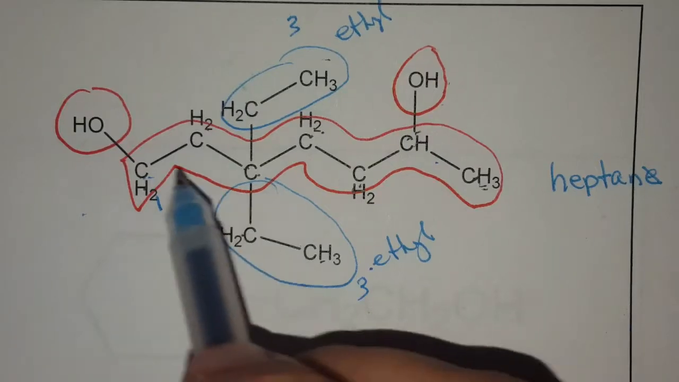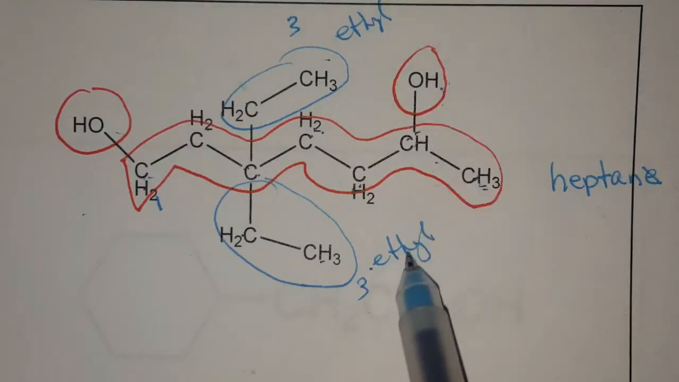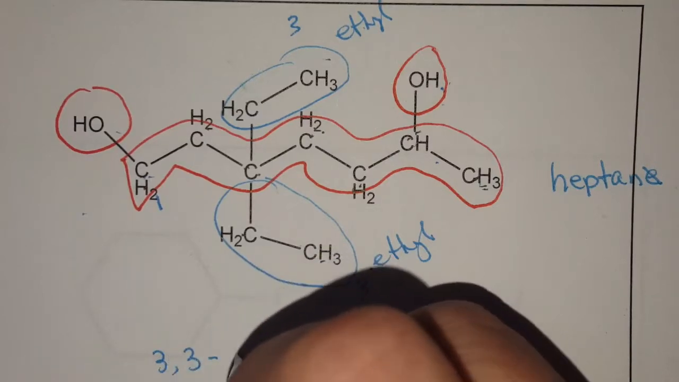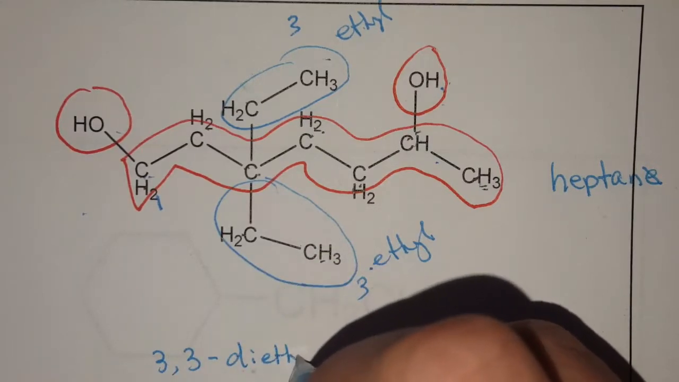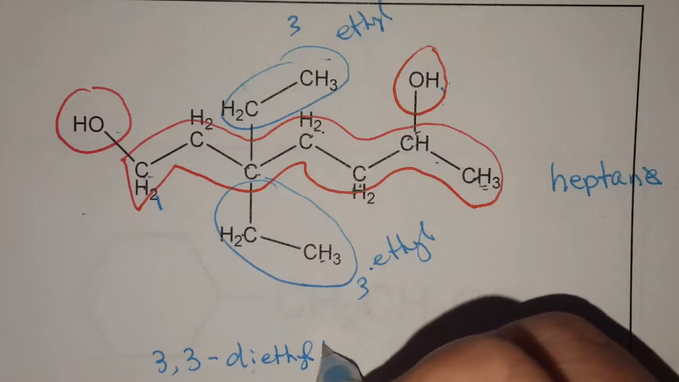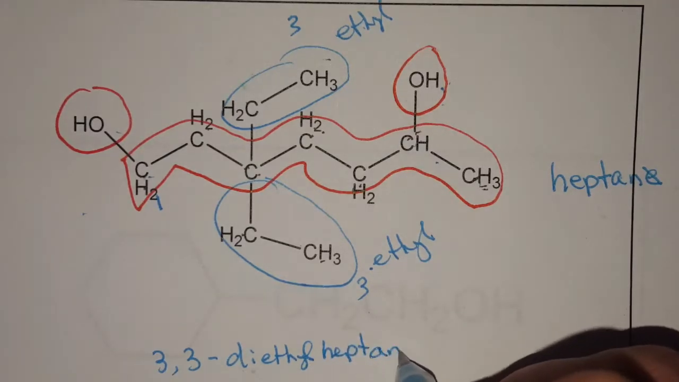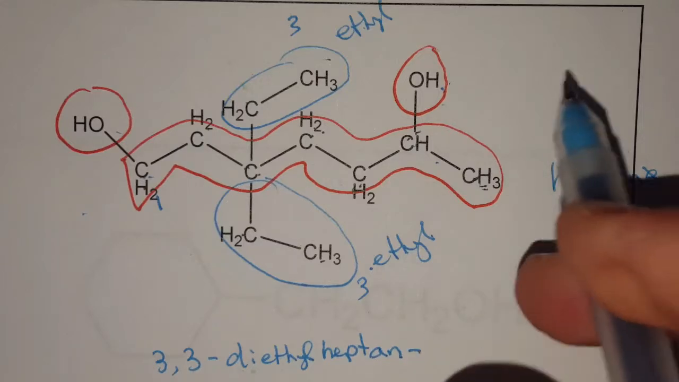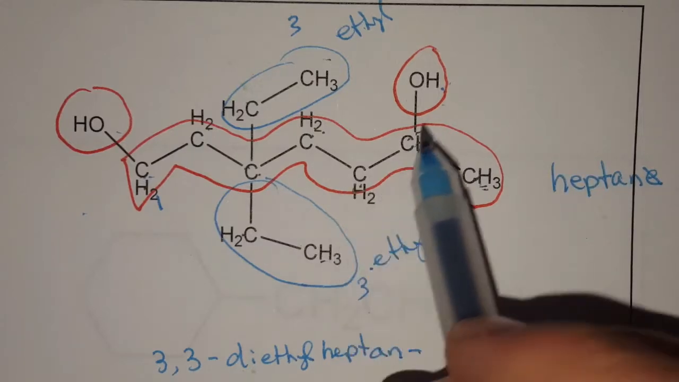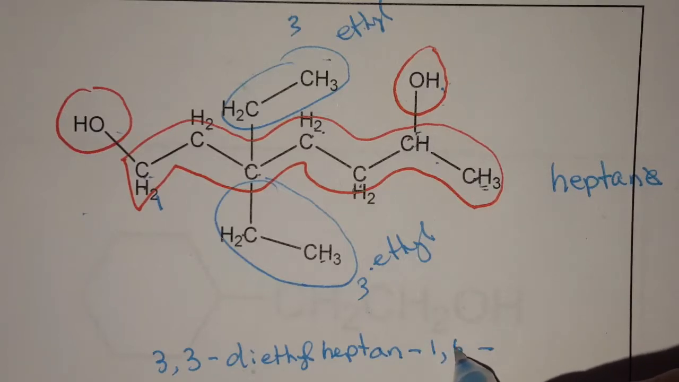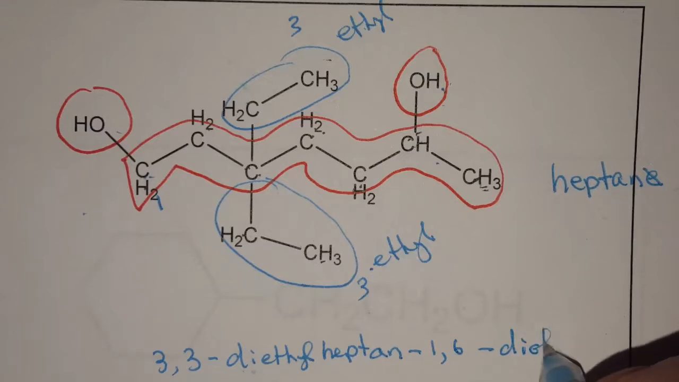So now when I go to name this, my alcohols are in the suffix. These are prefixes. So therefore, 3,3-diethylheptane. Now I have 2 locations to state. So it's 1,6, and because it's 2 alcohols, it's diol.